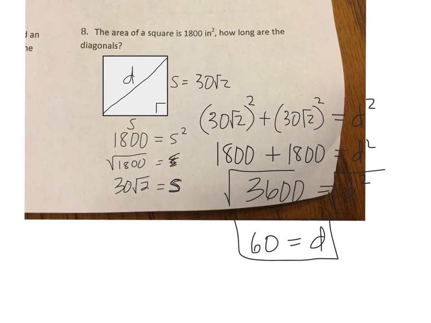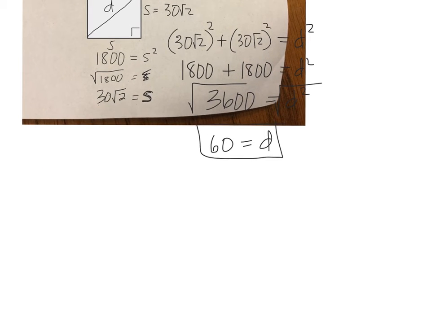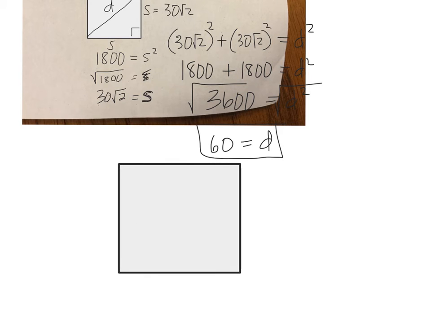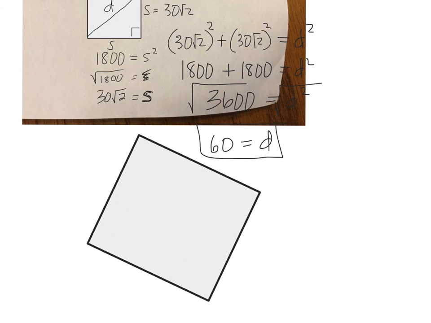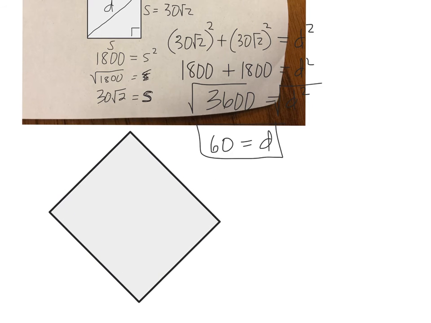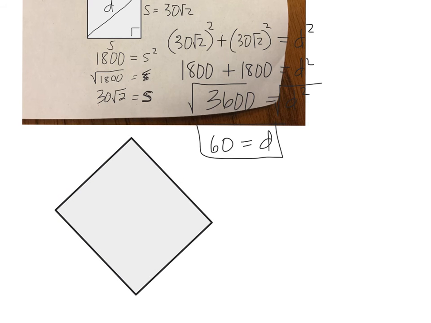Now, we also should recognize that a square is a rhombus. So let me see if I am able to twist this around a little bit. There we go. Not exactly rhombus-like, but close enough. So if I want to find the diagonal of a rhombus, I'm going to use the formula, because the area formula of a rhombus wants you to figure out what the diagonals are.